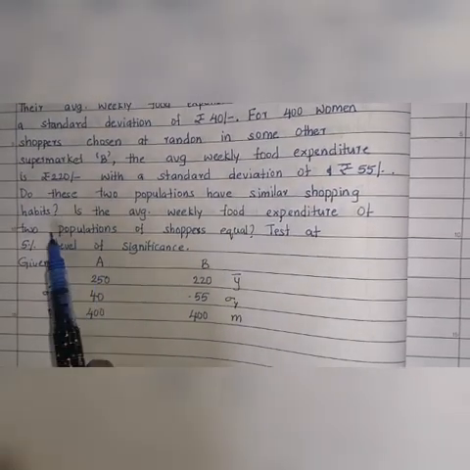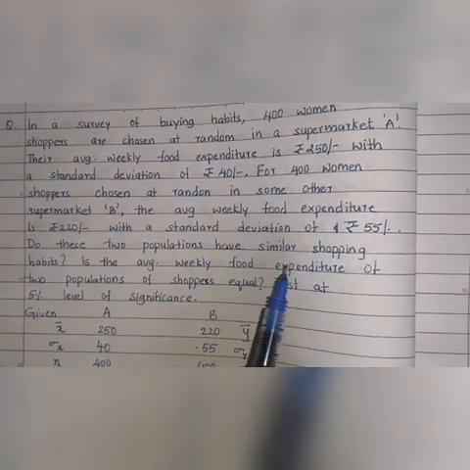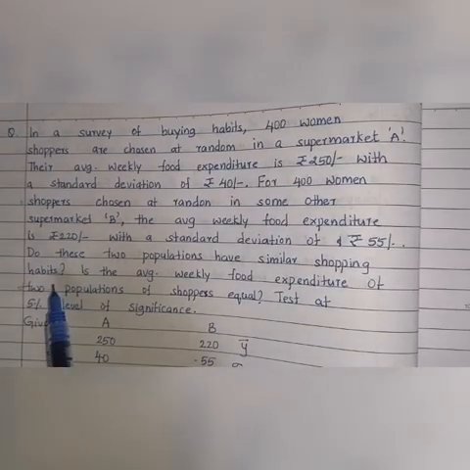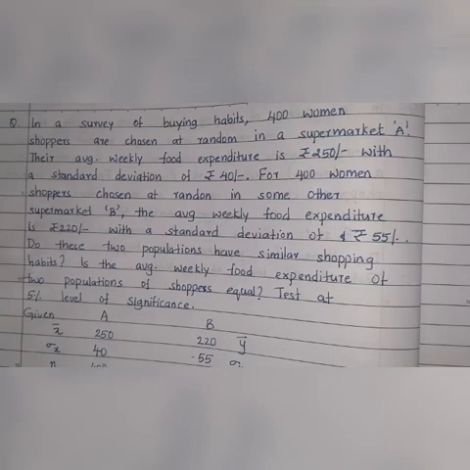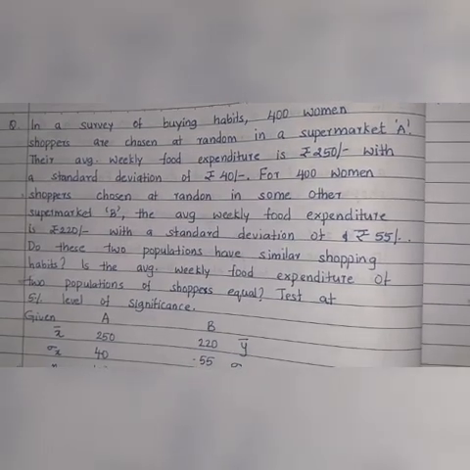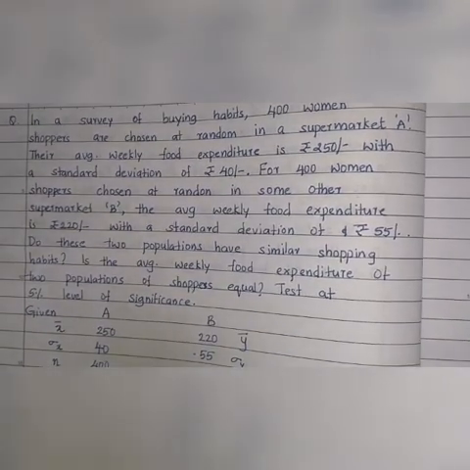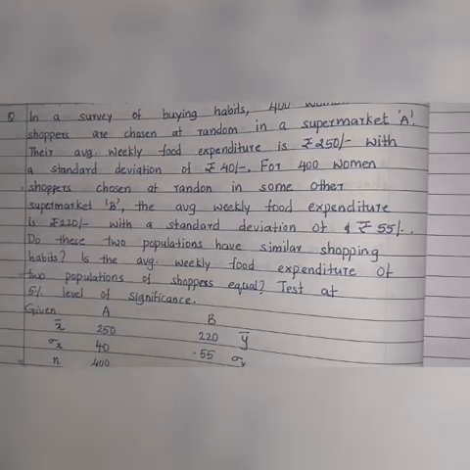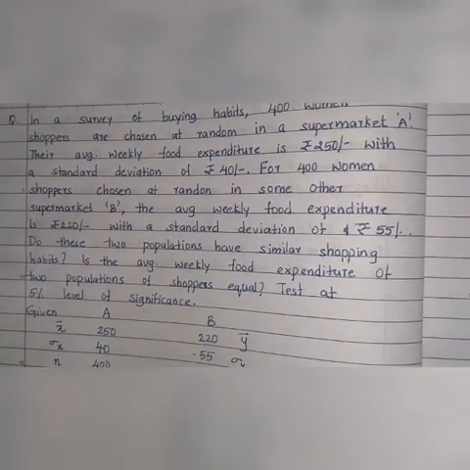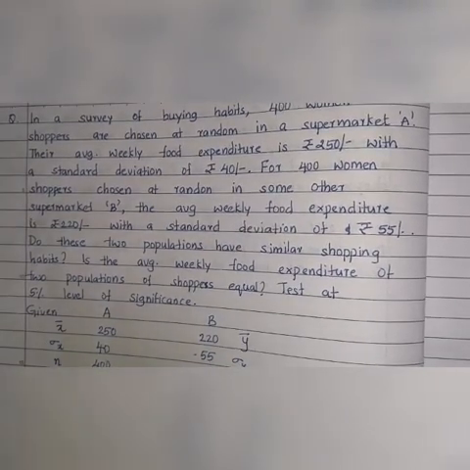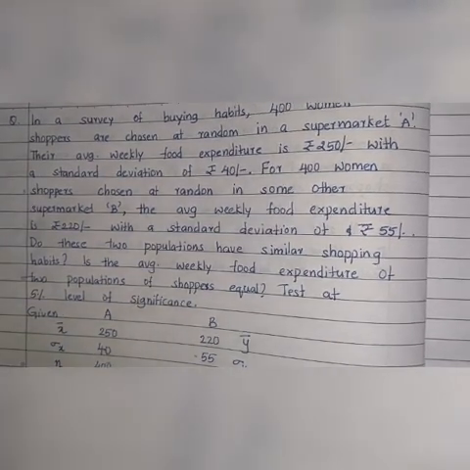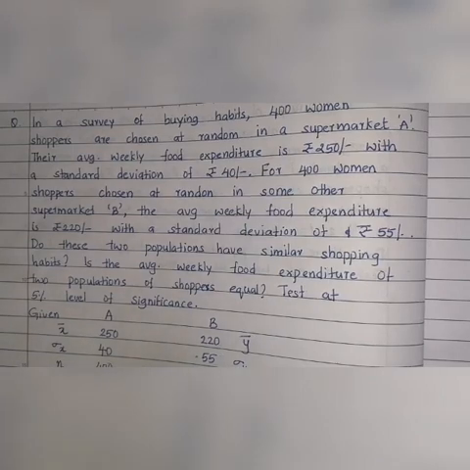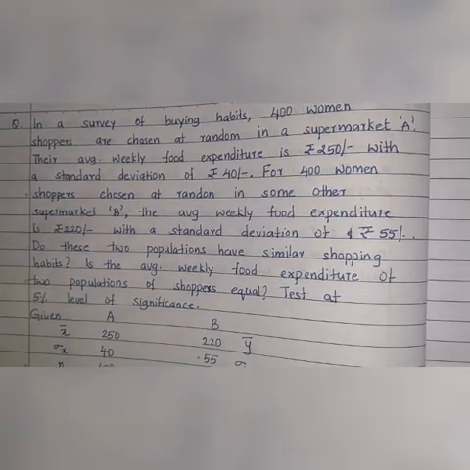They have also asked another question: do these two populations have similar shopping habits? So how do you decide if the shopping habits are the same? Based on their expenditure, isn't it? If the mean values of expenditures are the same, then we say the shopping habits are more or less the same. If not, they are not similar. How do you check that?